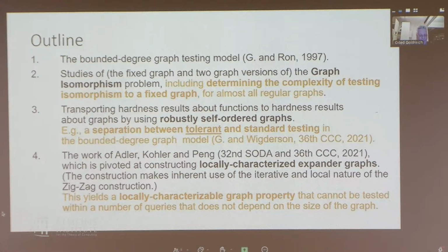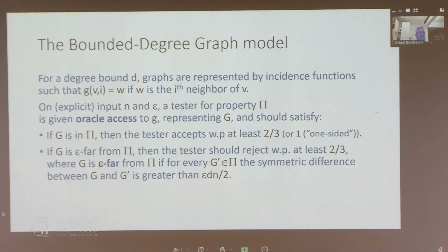And the fact that this expander graph is locally characterized will be used in order to show that there are graph properties which are locally characterized, but they are not robust, in the sense that you cannot test them with a number of queries that doesn't depend on the size of the graph. So that's the general outline, in case I don't make it, and I assume I will not make it, but let's start.